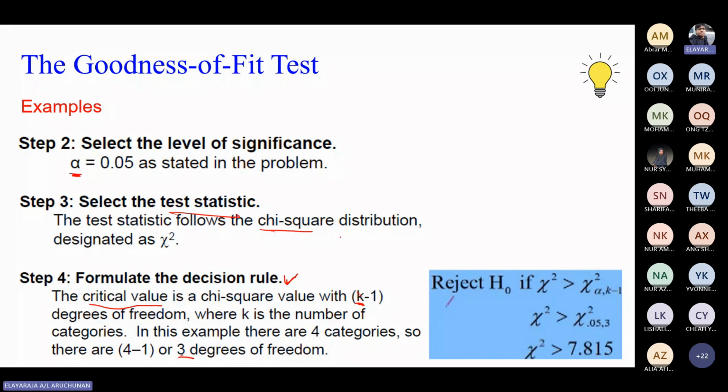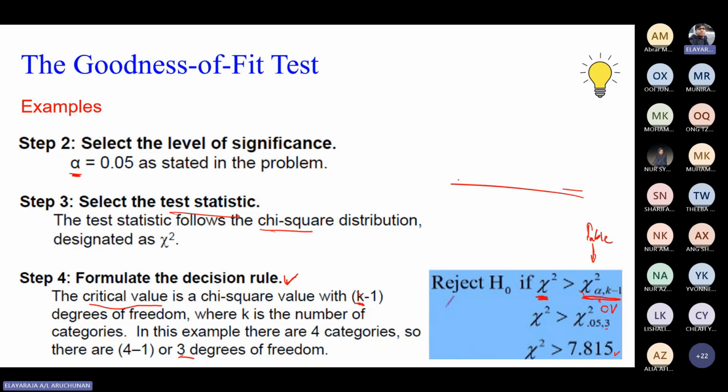Now, how are we going to reject the null hypothesis? Say your computed chi-square value is greater than the critical value, CV, which we obtain from the table. So when you check the chi-square table at the confidence level 0.05 and the degrees of freedom is 3, the value is 7.815. So this is your critical value.